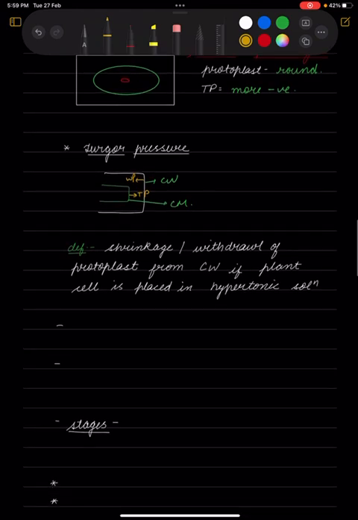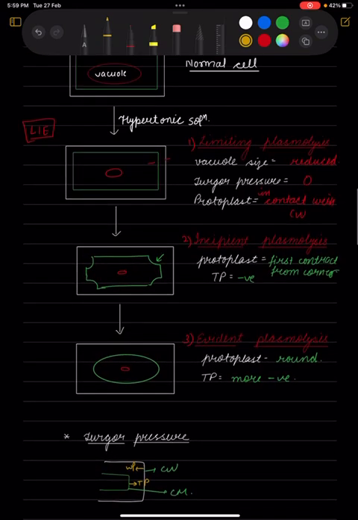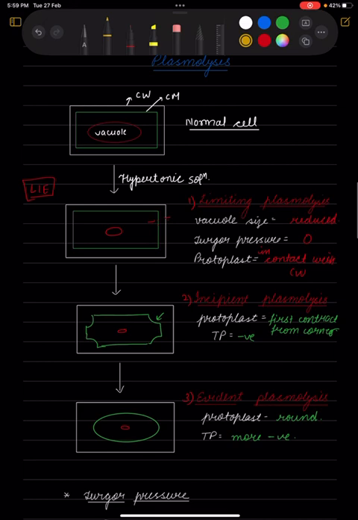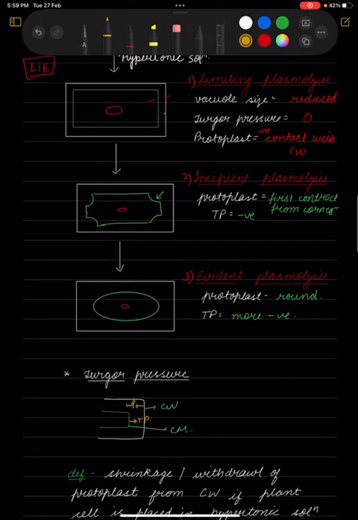So in the plasmolyzed or the flaccid cell, here the turgor pressure will be zero. Both the pressures will be zero. And here the protoplast has contracted from the corner, so it means the turgor pressure would be less than the wall pressure, so that the wall has been contracted now. So the turgor pressure is negative.